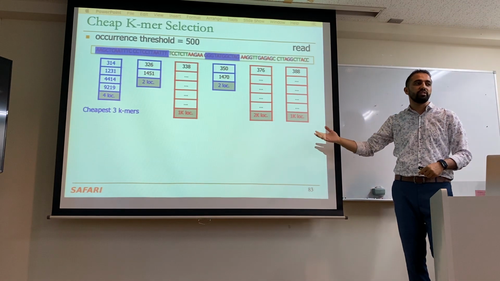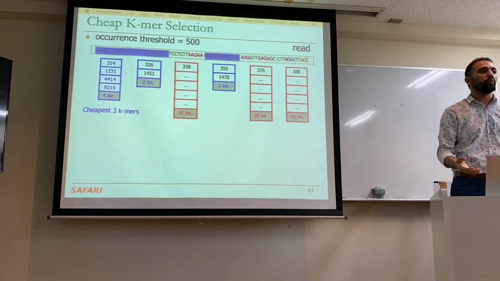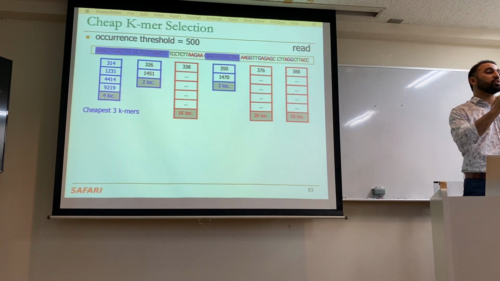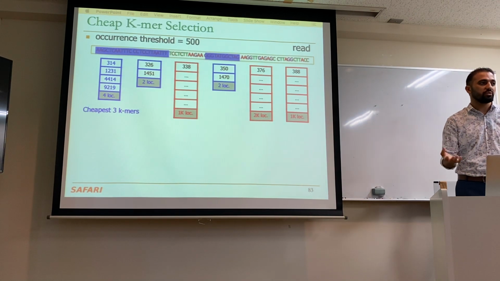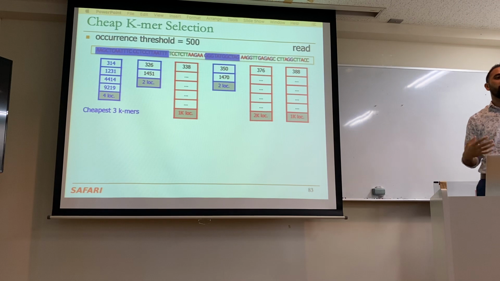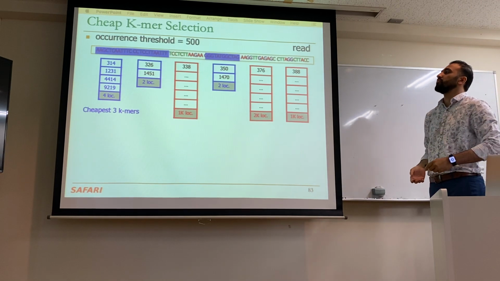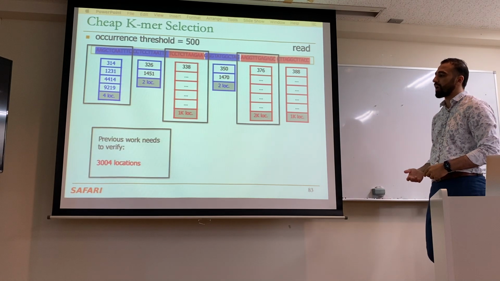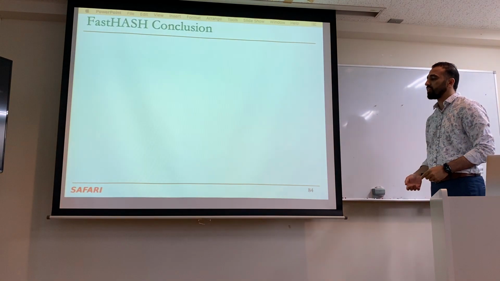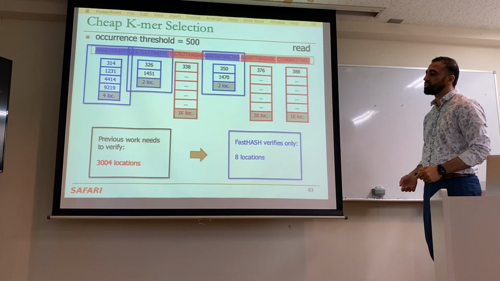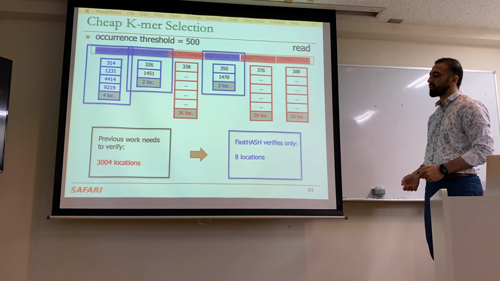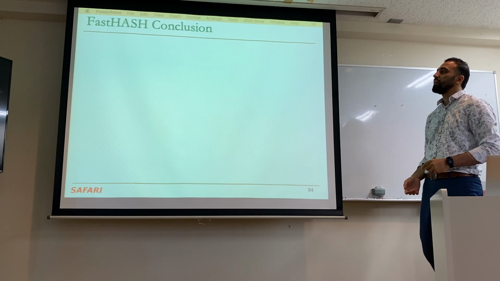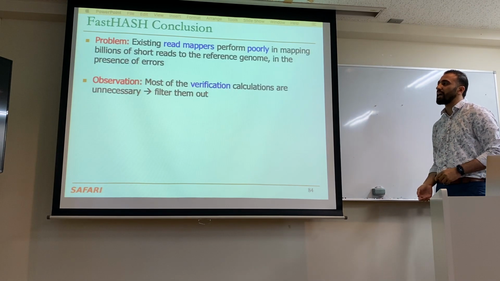But adjacency filtering requires you to know whether these seeds exist after each other or not. That's why you need sorting, and sorting by nature is really expensive to perform. So all of these are design choices just to reduce the workload for the dynamic programming algorithm. And here, in the numbers, you can reduce this many locations to only those locations that need to be verified by the dynamic programming algorithm. And this is the paper, we call it FastHash.